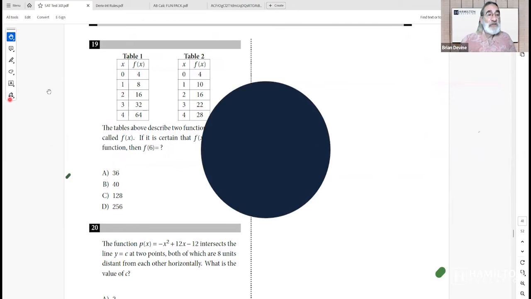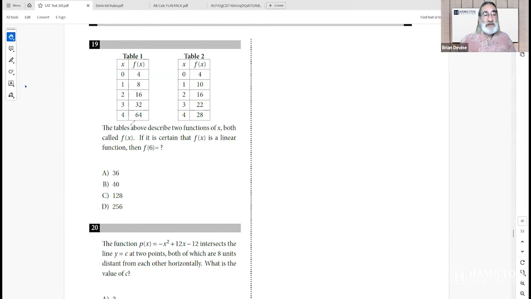Question 19. In question 19, the tables above describe two functions of x. They're both called f of x. If it is certain that f of x is a linear function, and so one of them might not be linear. Let's check it out. So if I go up 1, I went up 4 in this one. If I go up 1 more, I went up 8. And that isn't the same slope. So this one isn't linear.